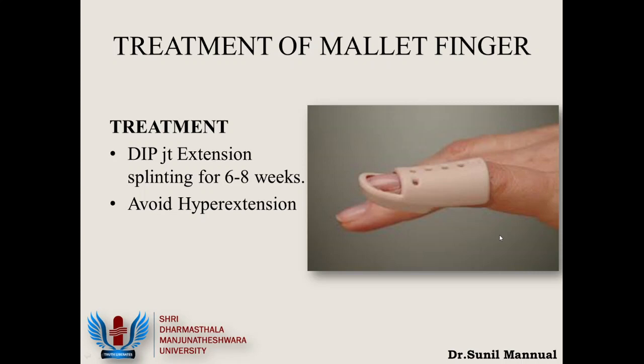This splint just keeps the joint in the right position, in extension, and by doing that it helps in healing of the torn tendon, and more than that it helps in healing of the torn soft tissues around the tendon. And if there is an avulsion fracture, it also helps in healing of the avulsion fracture. The problem is these avulsion fractures and torn tendons require a long period of 6 to 8 weeks. So we need a patient who is really compliant to be able to use this. Otherwise, the treatment will not work.